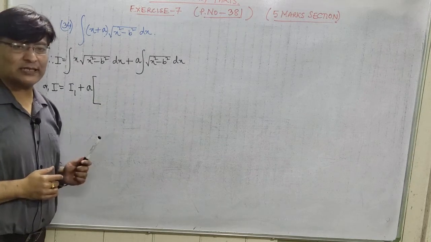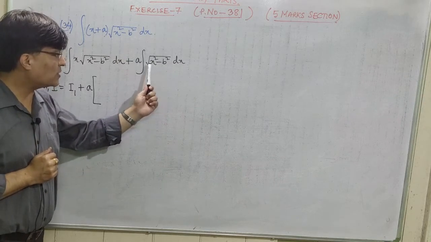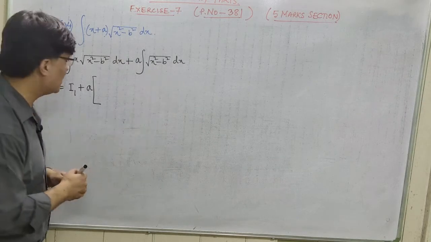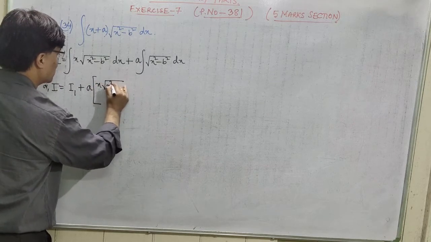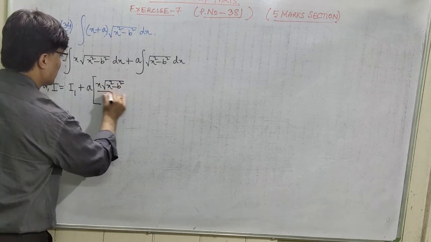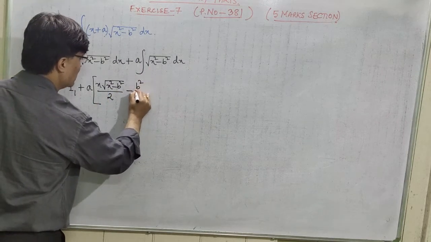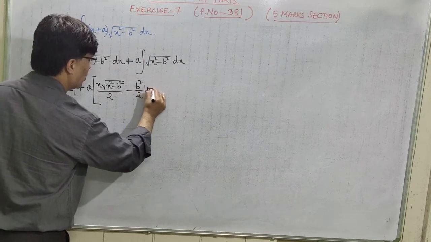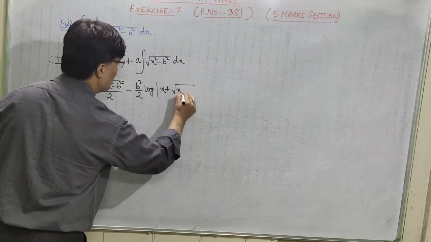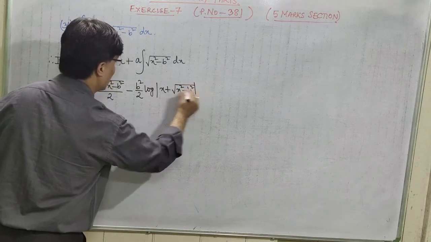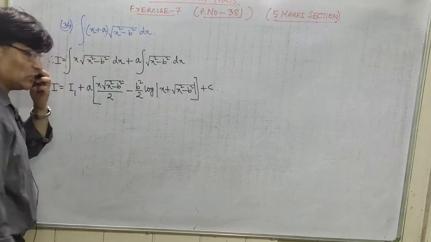This is the standard integration number 2 from integration by parts. Instead of x there is x, instead of a there is b. Let us write down the formula now. x root over x square minus b square divided by 2 minus b square by 2 log within mod x plus root over x square minus b square, mod sign closed, third bracket closed, plus c.